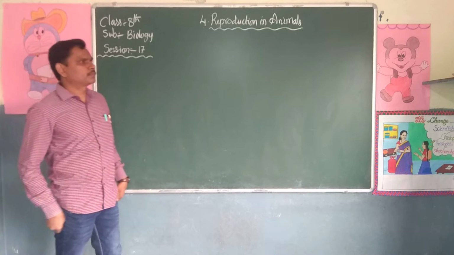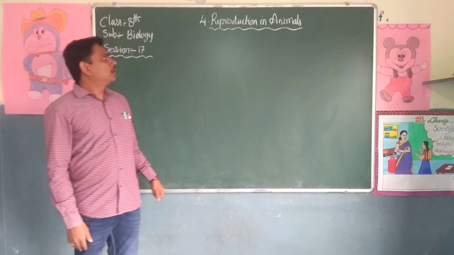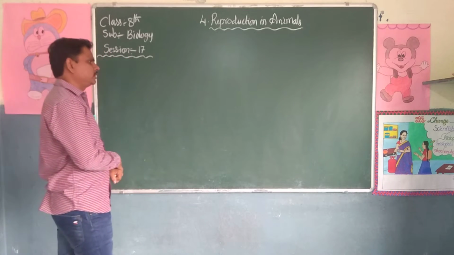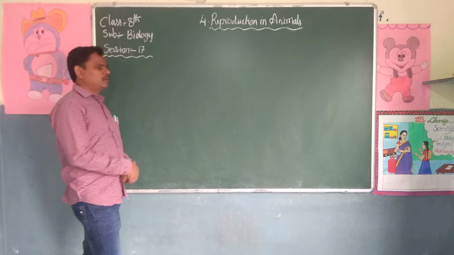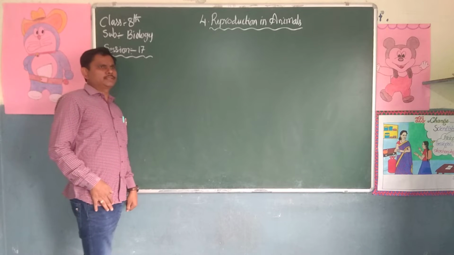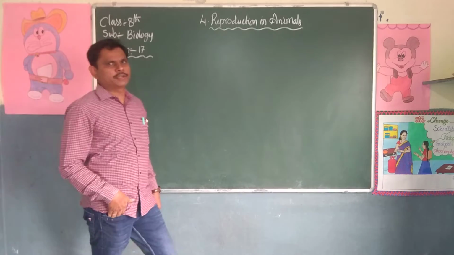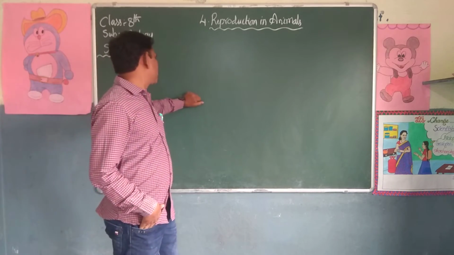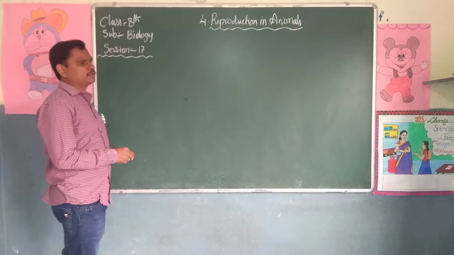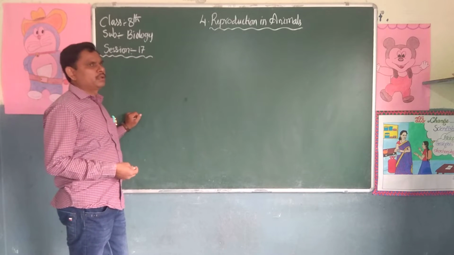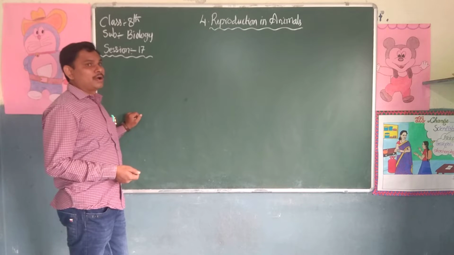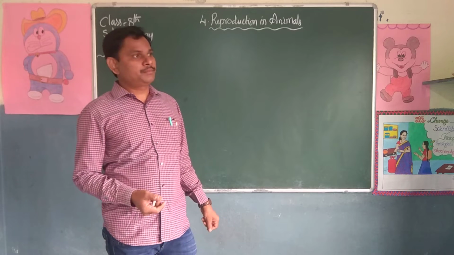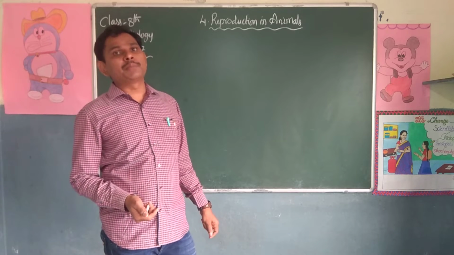Hi students, so we are discussing reproduction in animals. In last class we explained that reproduction is of two types: sexual reproduction and asexual reproduction. In last class we discussed asexual reproduction, observation of budding in Hydra, and observation of binary fission in Amoeba.